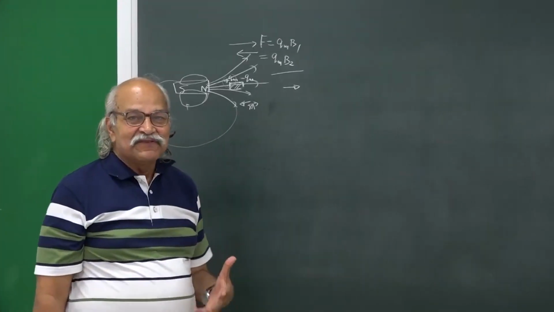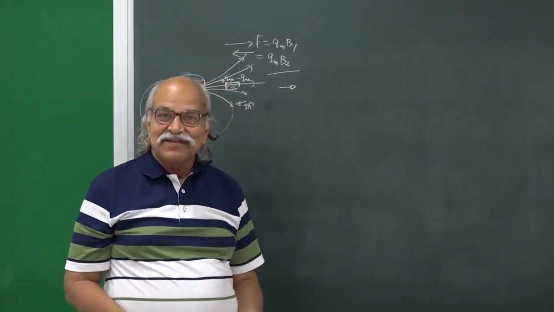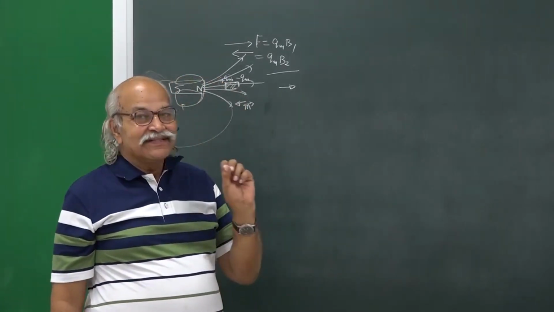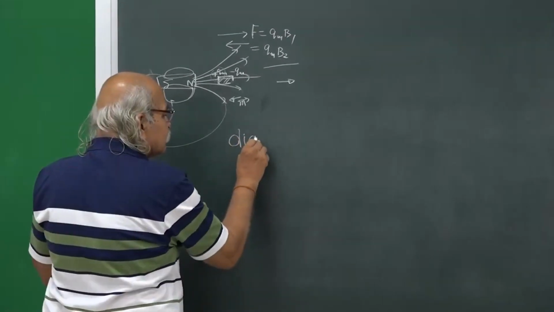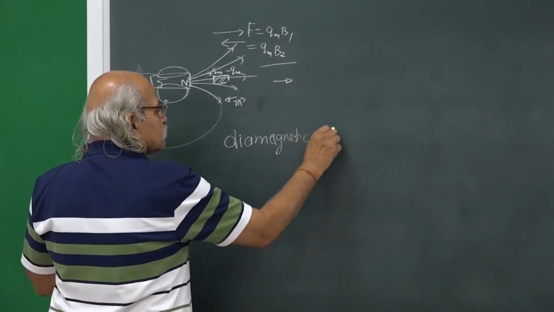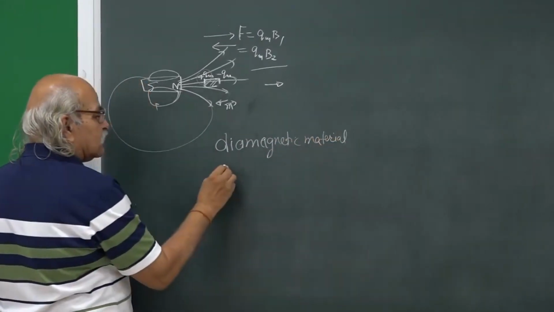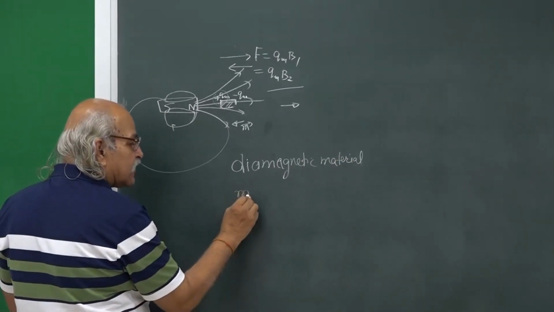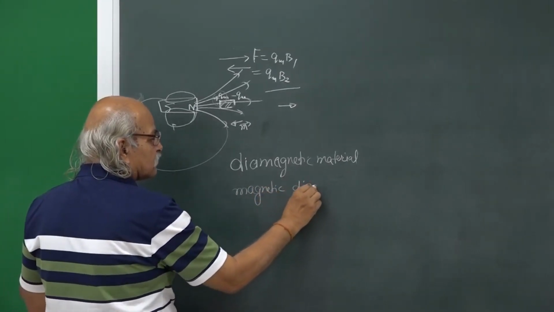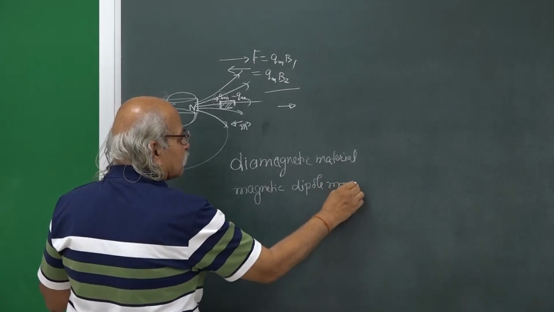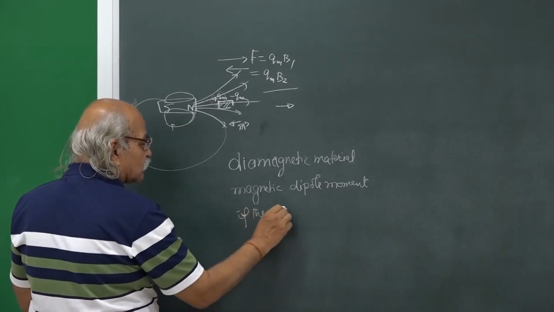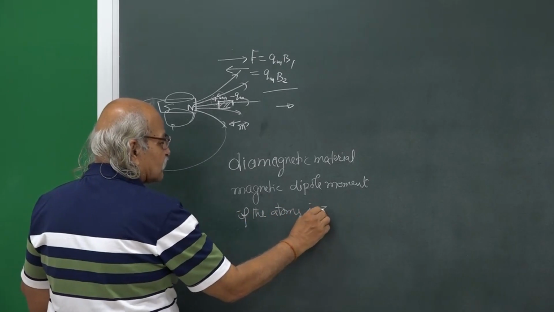So, you have witnessed that there are diamagnetic materials, and our very familiar water is diamagnetic, and the magnet repels. Diamagnetic material: when the magnetic dipole moment of the atoms is 0, then all these things happen.